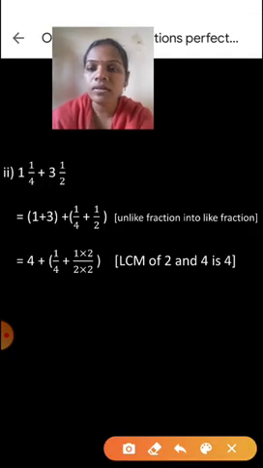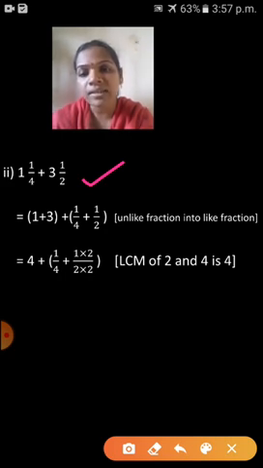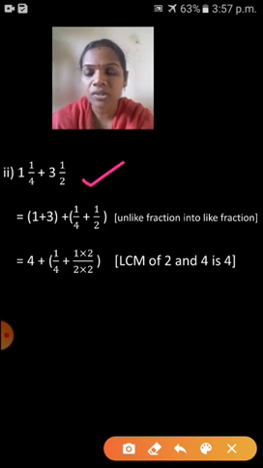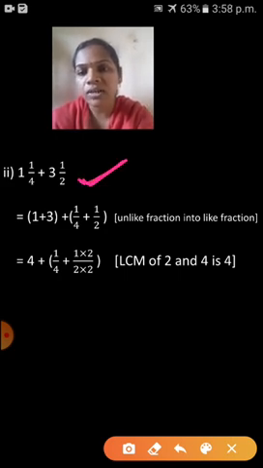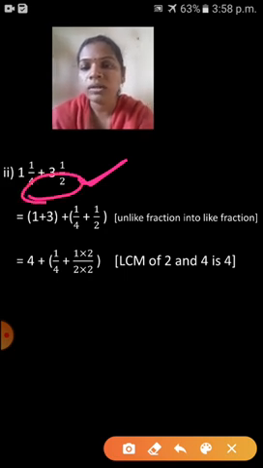Second one, see here, children, this is your question. Okay, 1 upon 4 plus 3 1 upon 2. So through the question you will get that is like fraction or unlike fraction. Children, tell me now, this is like fraction or unlike fraction? Yes, unlike fraction. Why we are saying it is unlike fraction? The denominator you have to observe here, 4 and 2. So here it is not a same denominator. So it is a unlike fraction.